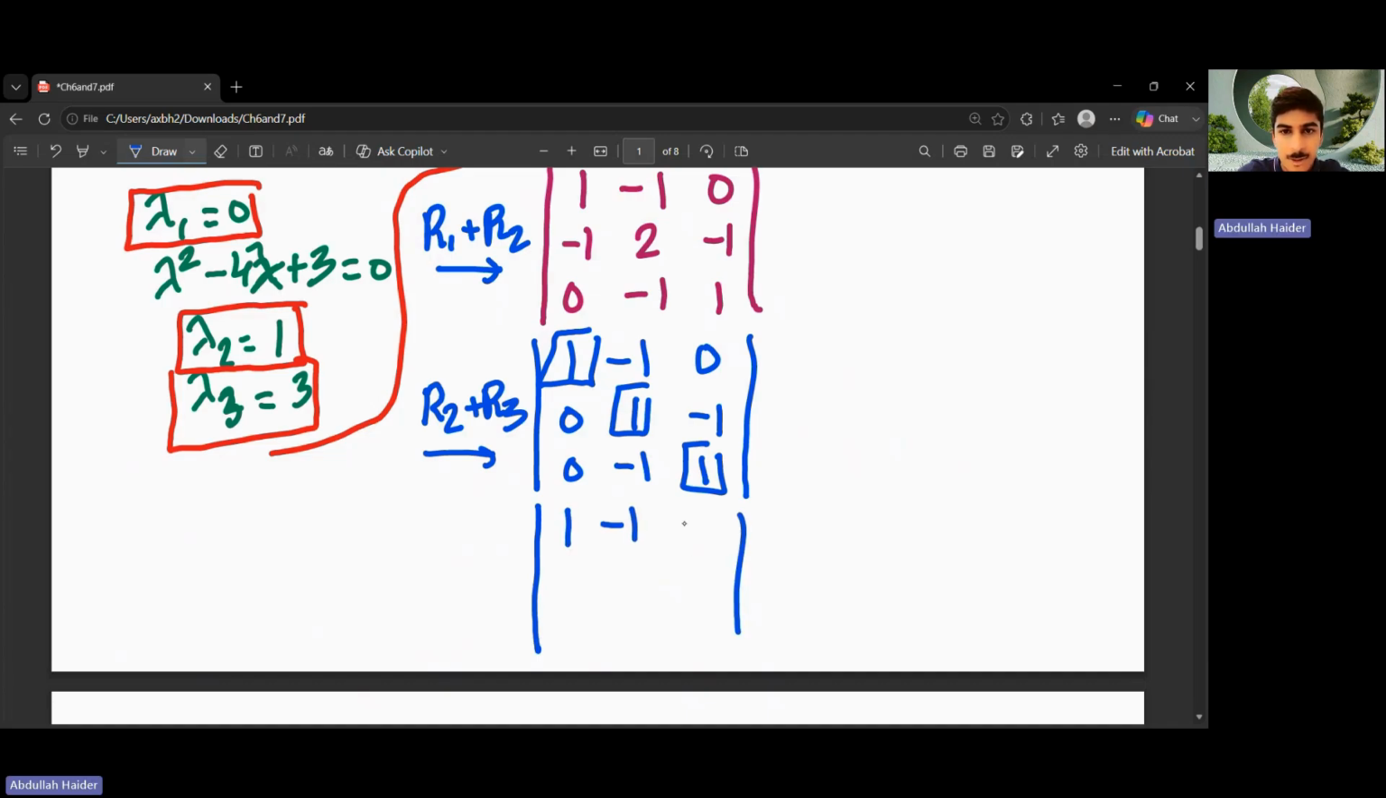1 minus 1 is 0, 0 1 negative 1. So 1 minus 1 gives you 0. Minus 1 plus 1 gives you 0. 0 plus 0 gives you 0. And this is your reduced echelon matrix. No, this is the echelon matrix because we still have.